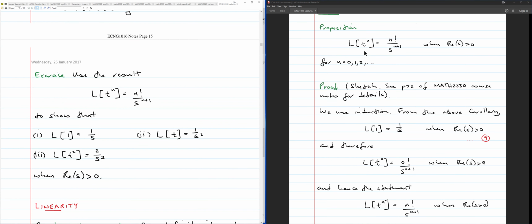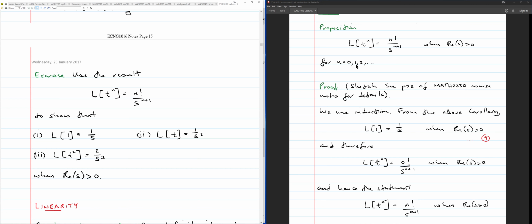Okay, so let's see if we can prove this result that Laplace of t to the n is equal to n factorial on s to the n plus 1, where this result holds when the real part of s is bigger than 0. You want to notice that this formula holds for cases when n is equal to 0, 1, 2, 3, 4, so all non-negative integers.